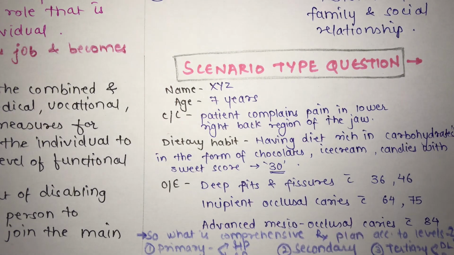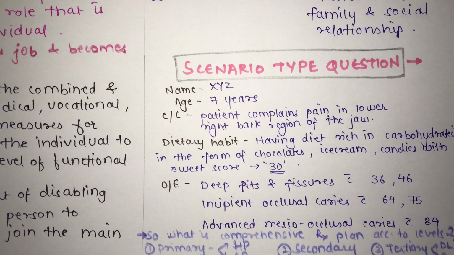And the pain can be due to various reasons, so what it is, we are going to see in oral examination. So what is the dietary habit of the patient? The dietary habit is a diet which is rich in carbohydrates in the form of chocolates, ice cream, candies, with a sweet score that is 30. So he's in the watch out zone. He's having food which has more sugar. So there are more risk factors present in the patient's diet.